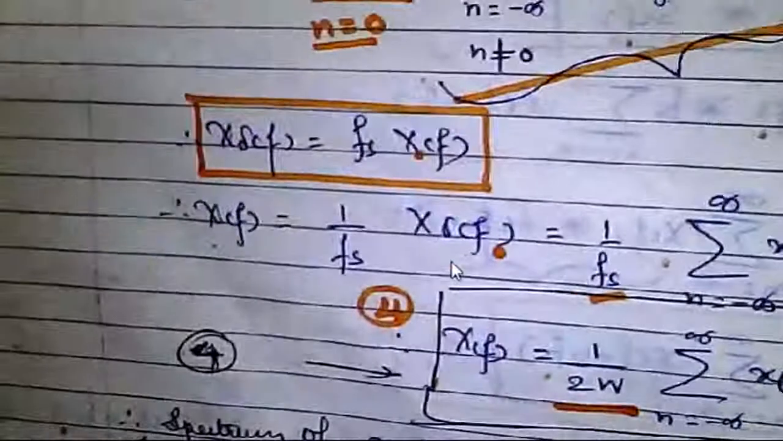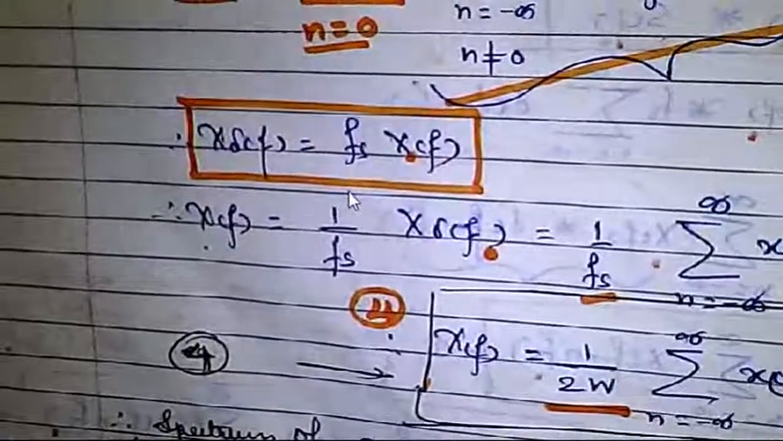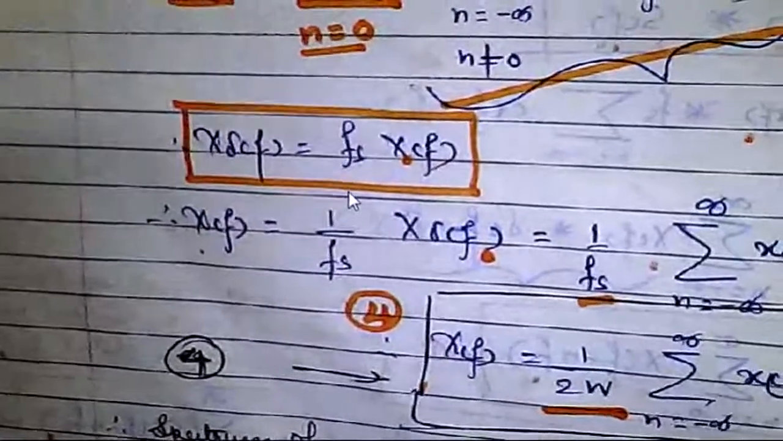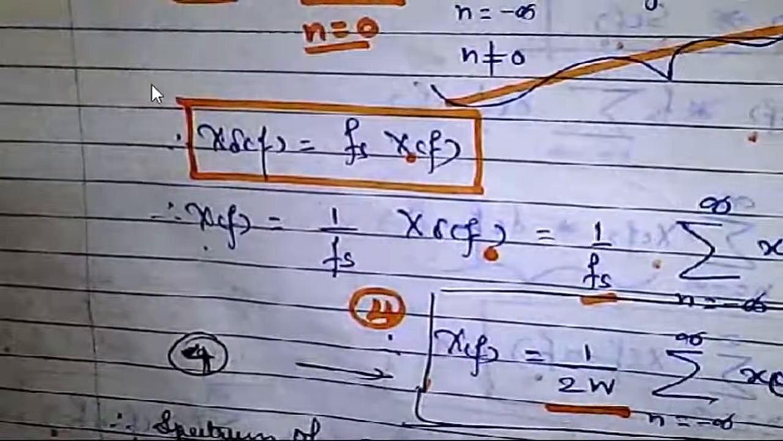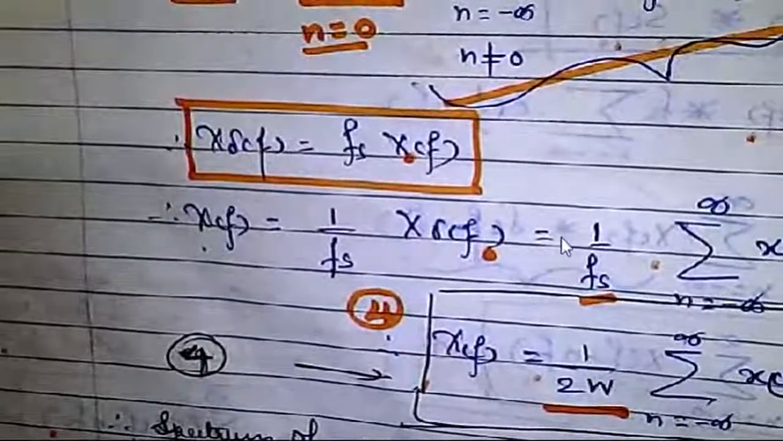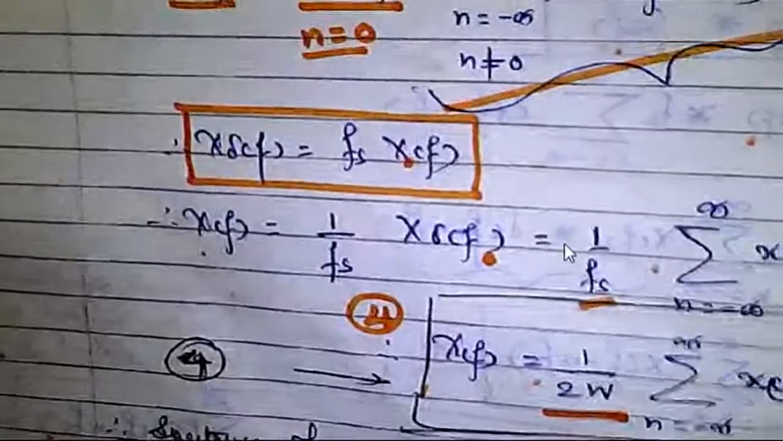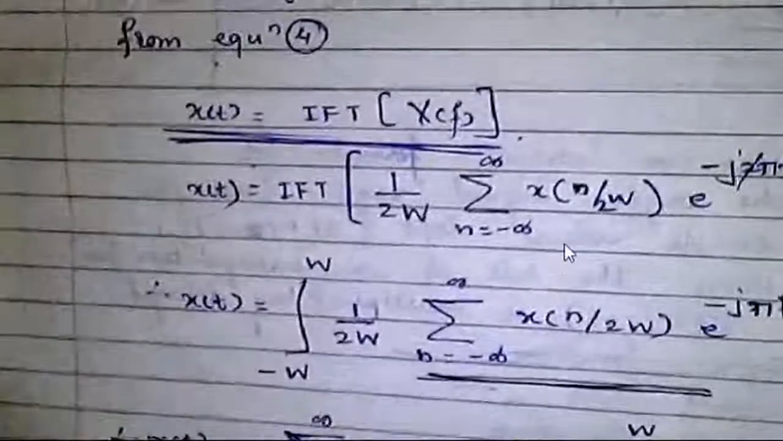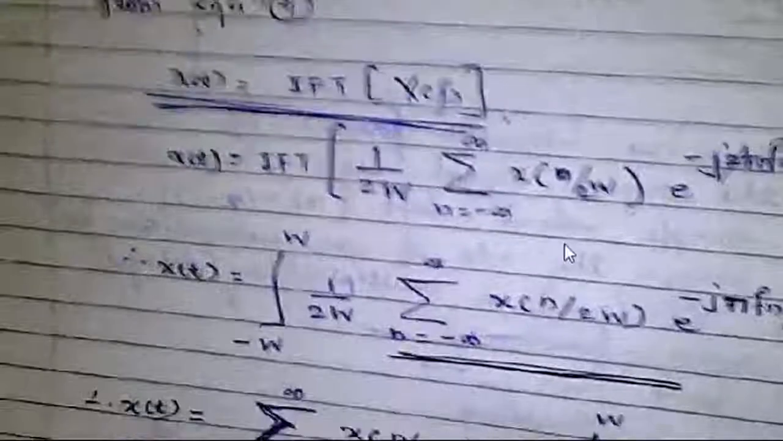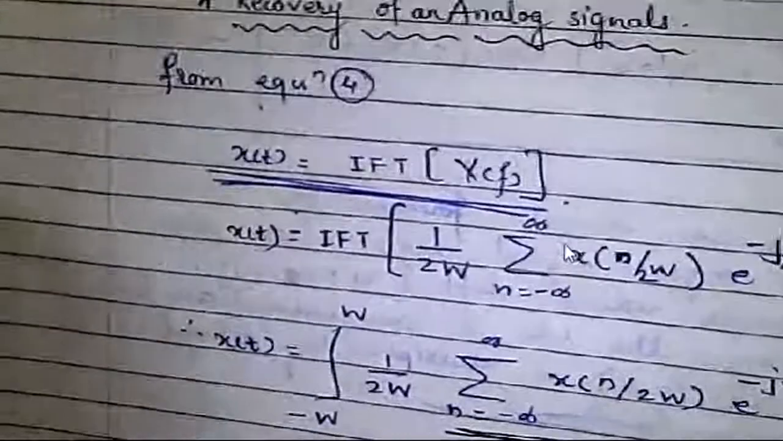This is all about the verification of x delta of t with respect to x of t. In the next session, we are going to look at an approach called recovery of analog signals. In the case of recovery, we are totally concentrating on equation number 4 itself.